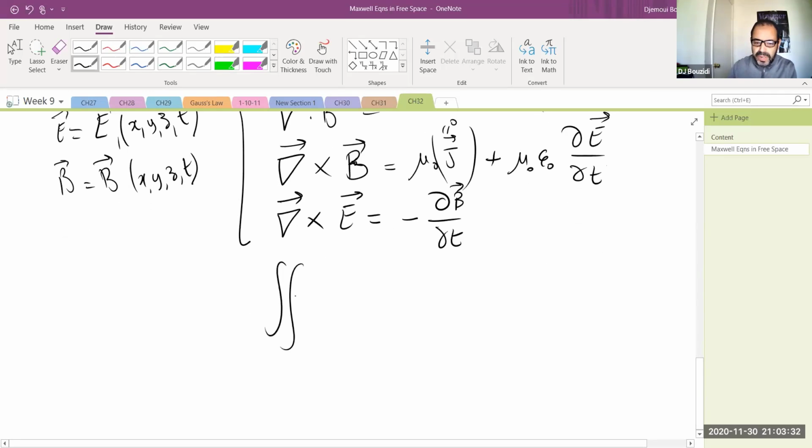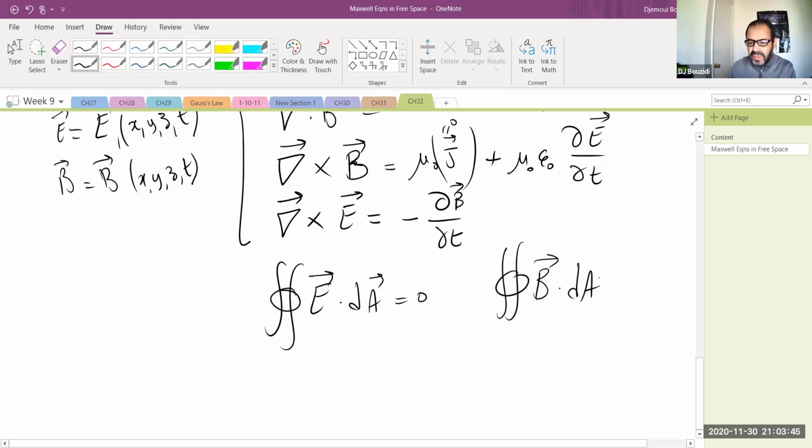The flux of the electric field is 0 because there are no charges enclosed, because we are in free space. The divergence of the magnetic field is 0 because there are no monopoles. This is always 0, no matter where you are in space, free space or no free space.